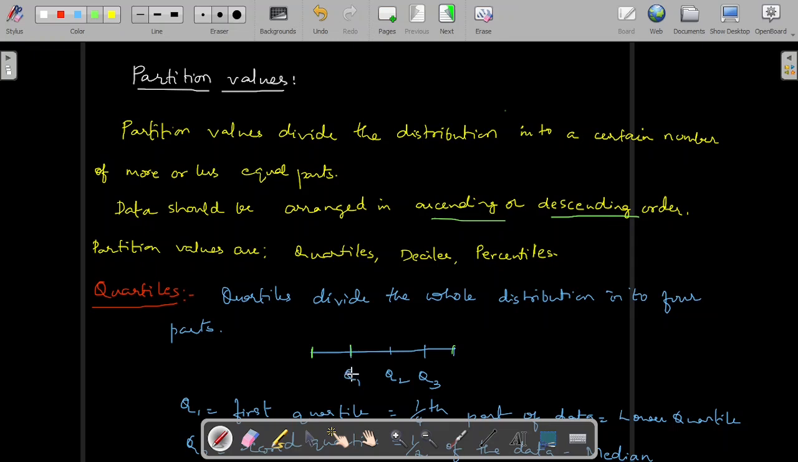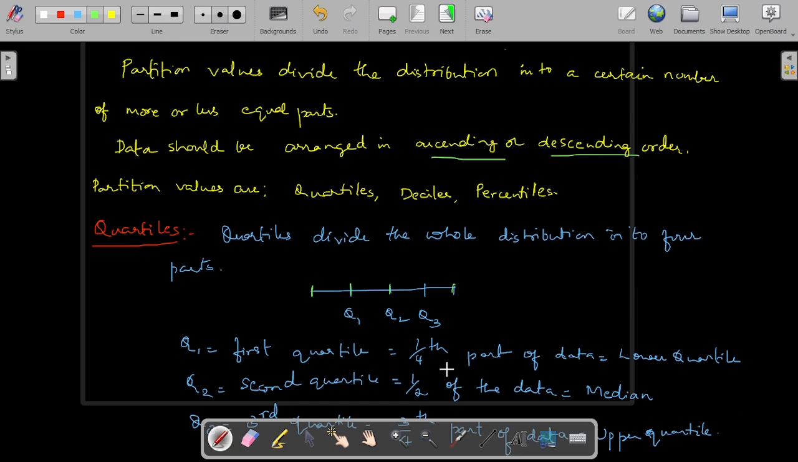The first part is named Q1, which is the lower quartile. This is the middle quartile, the second quartile, Q2, and this Q3 is the third quartile. When it divides the whole distribution into four parts, there will be three quartiles. Q1 is the first quartile, which is one-fourth of the data, also called the lower quartile. It means the values below Q1 represent 25% of the data. Q2 is the second quartile, which is equal to half of the data, also called the median.